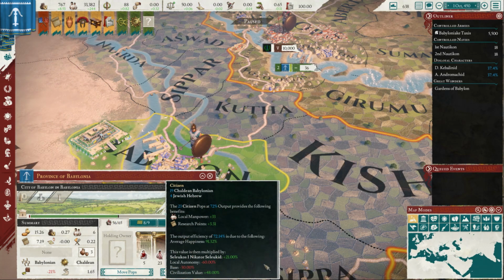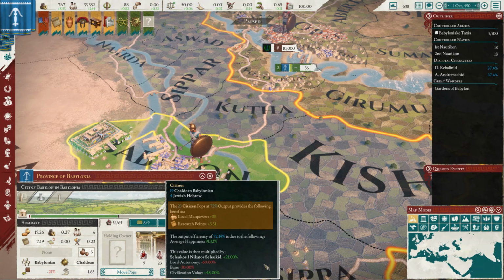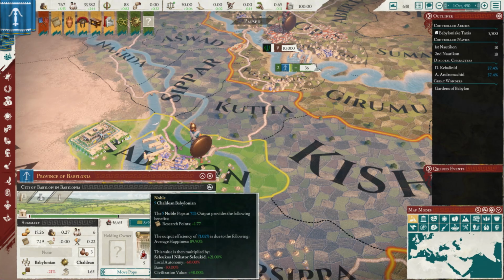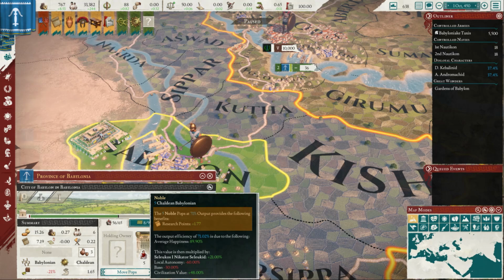The following pop type are called citizens, and make up the higher echelons of ancient society. Citizens provide you with research points needed to gain technology levels, as well as a small amount of manpower. And finally, we have the creme de la creme of all civilized society, and that is the nobles. Nobles provide you with a huge amount of research points.